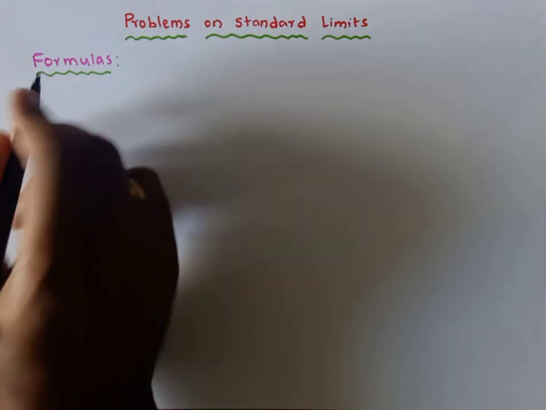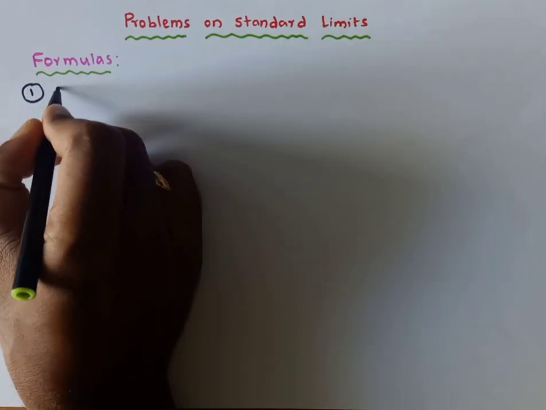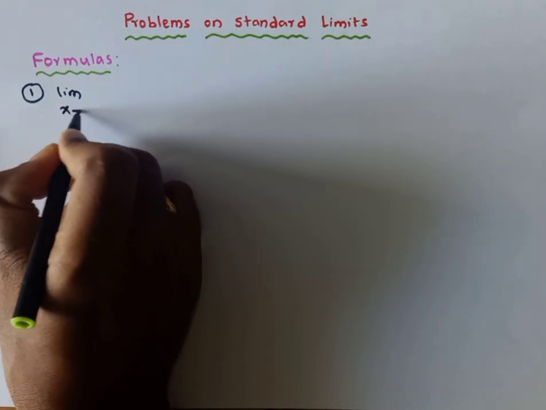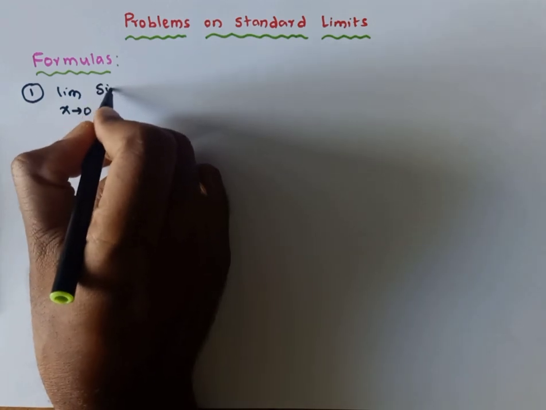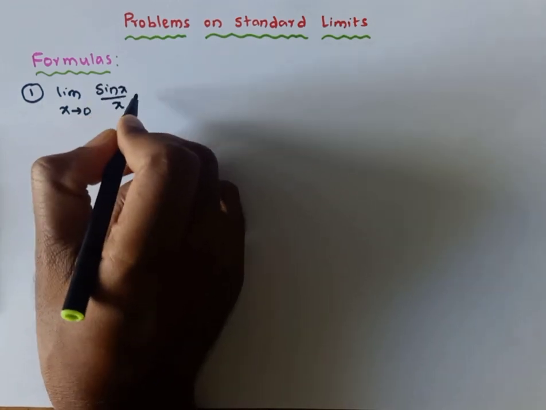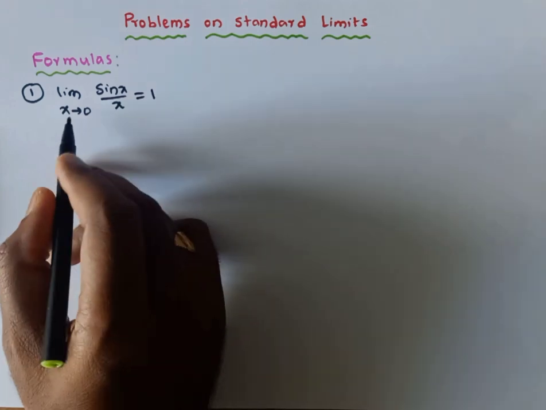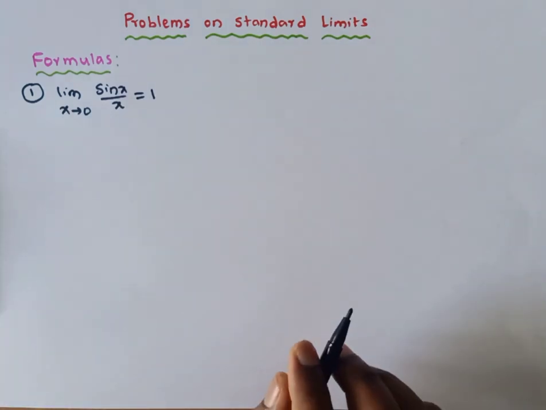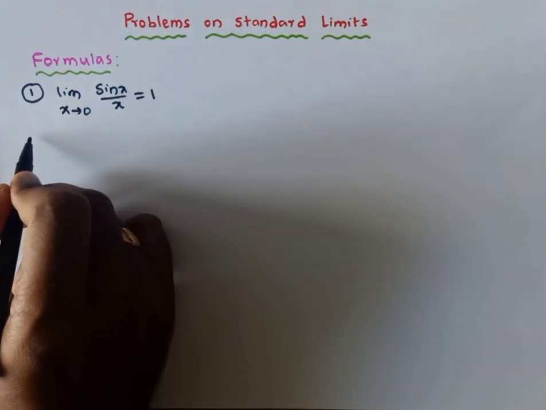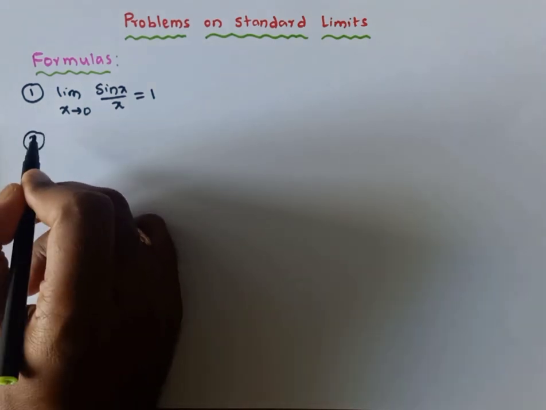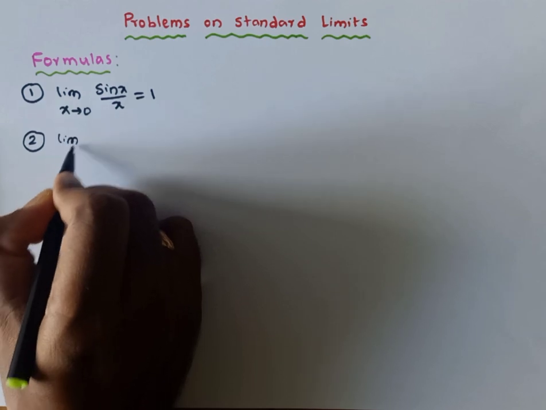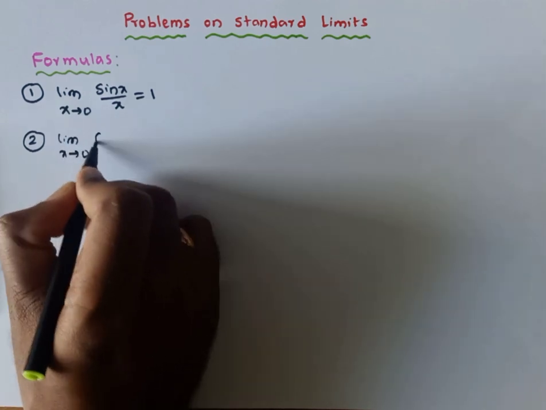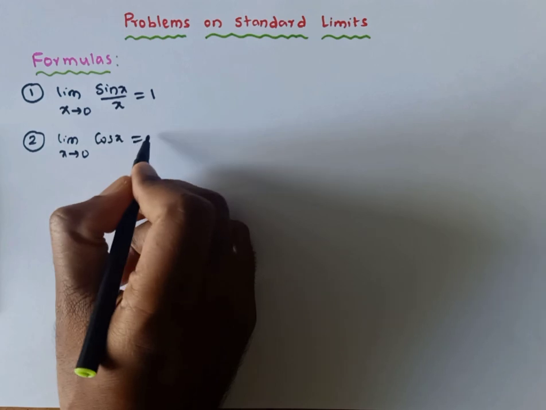Number 1: limit x tends to 0, sin x by x is 1. Or x may be theta also, no problem: limit theta tends to 0, sin theta by theta is also 1. Second one: limit x tends to 0, cos x is equal to 1.